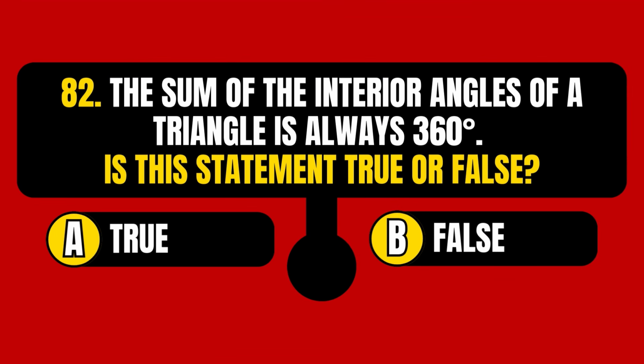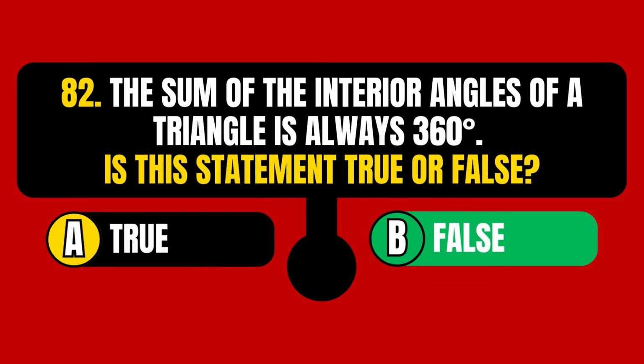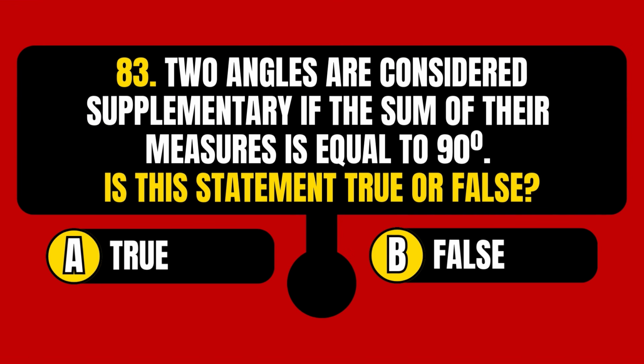The sum of the interior angles of a triangle is always 360 degrees. Is this statement true or false? The statement is false. Two angles are considered supplementary if the sum of their measures is equal to 90 degrees. Is this statement true or false?